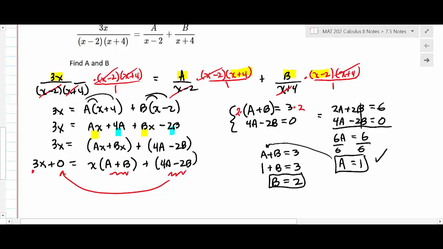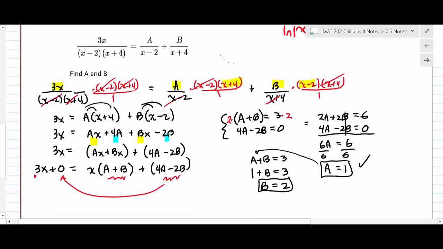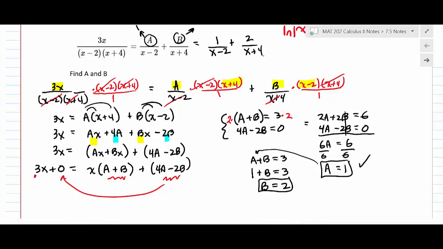So what we've done by doing this, if you go back here now, a is 1, b is 2, so that means this expression is the same thing as 1 over x minus 2 plus 2 over x plus 4. And you can tell you're right, because if you get a common denominator and put those together, it should take you back to the beginning where you have 3x over (x minus 2)(x plus 4). So that's the process you would go through for partial fraction decomposition.